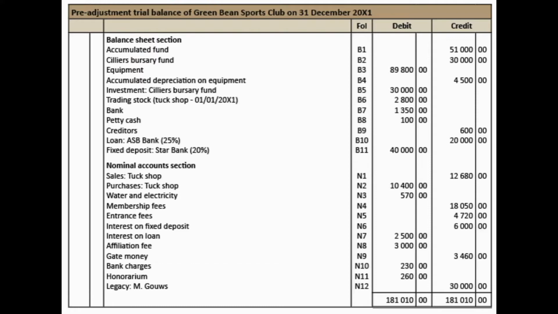Okay, now let's have a look. What have we received? Or have we received any interest? Yes, we have received 6,000 already. So open your T account, interest on fixed deposit, enter the balance on the credit side, 6,000. And now you're going to do the double entry for the adjustment. What is that? Credit interest on fixed deposit 2,000 and debit accrued income 2,000.